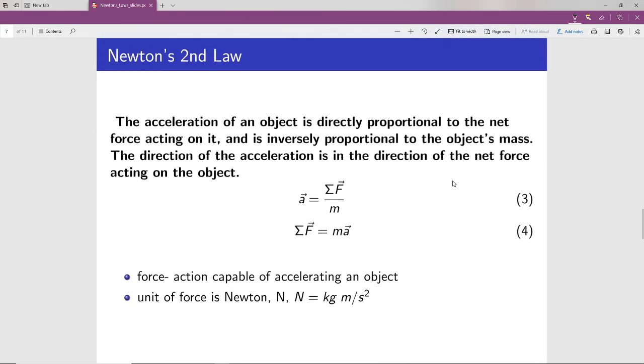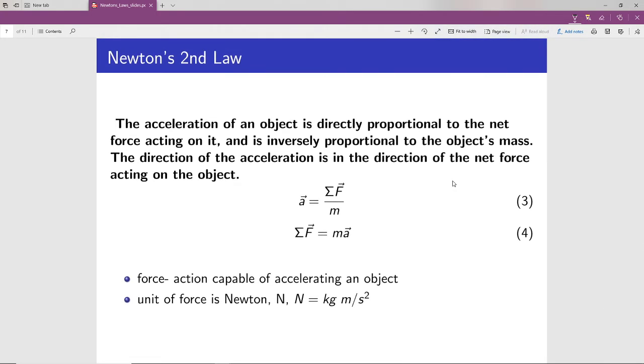And you can think of force as basically the thing capable of accelerating an object. And in honor of Isaac Newton, the unit of force is the Newton. And you can see that a Newton is equal to a unit of mass times the unit of acceleration, meters per second squared. So this has units of kilograms times meters per second squared.